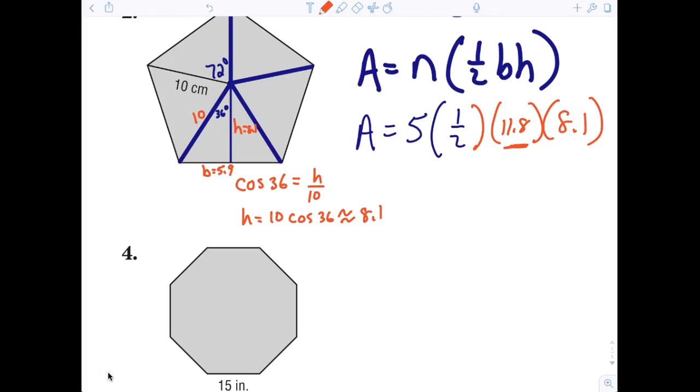So now everybody go 5 times 1/2 times your answer times 8.1, and then tell me about where we're at for the area. So I think the area is roughly what? About 239, and we're going to, of course, put centimeters squared.